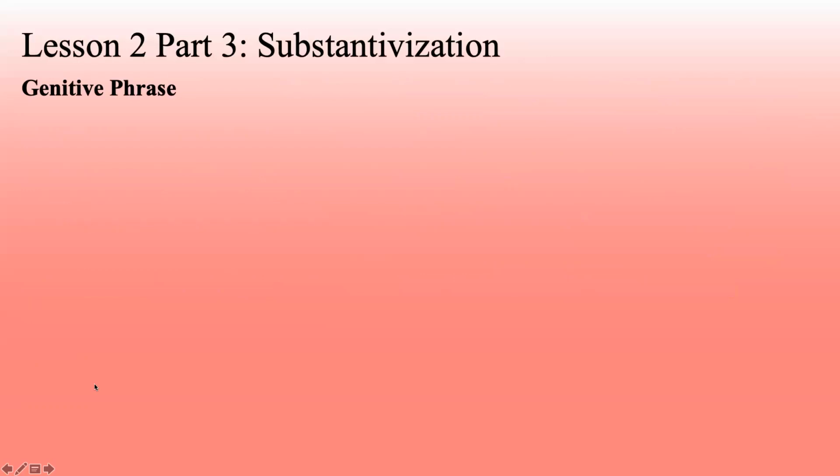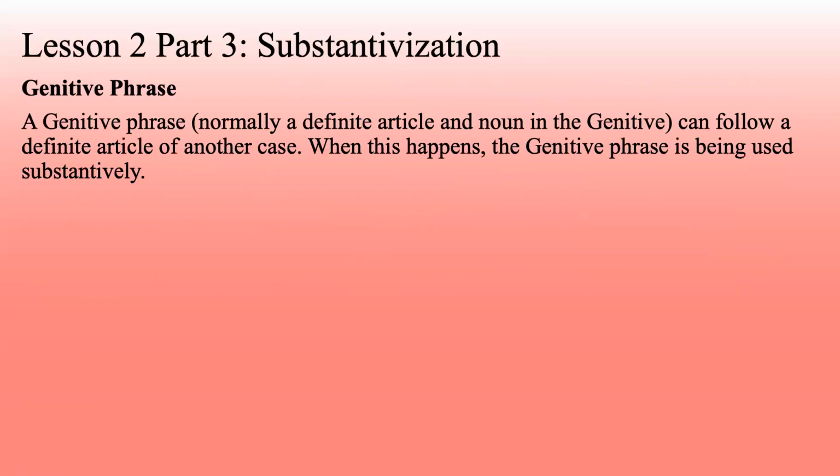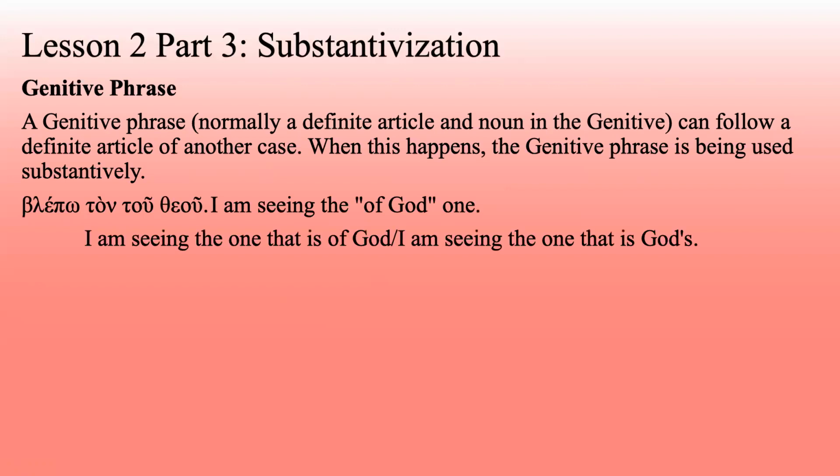All right, second thing that can be used substantively is a genitive phrase. A genitive phrase, normally a definite article and a noun in the genitive, can follow a definite article of another case. When this happens, the genitive phrase is being used substantively. So blepo ton tou theou. I am seeing the of God one, or I am seeing the one that is of God, or I am seeing the one that is God's.